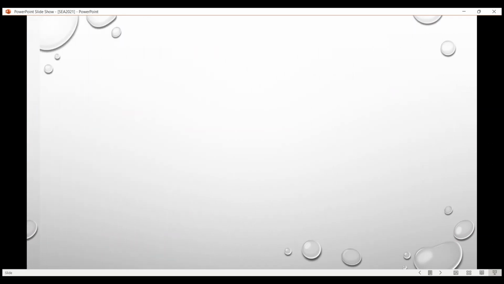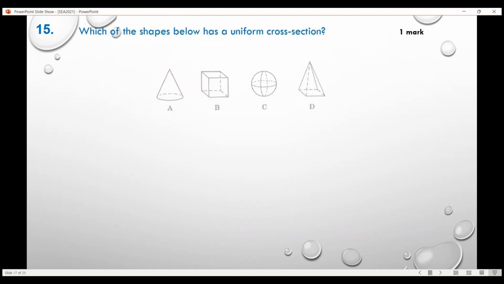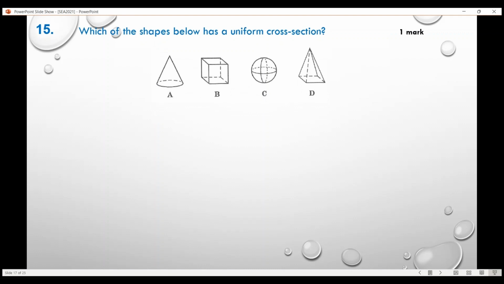Let's move on now to the next question, which is number 15, where they're asking which of the shapes below, A, B, C, or D, has a uniform cross section. A is a cone, B looks like a cuboid, C looks like a globe or ball, and D looks like a prism. Sorry, like a pyramid.